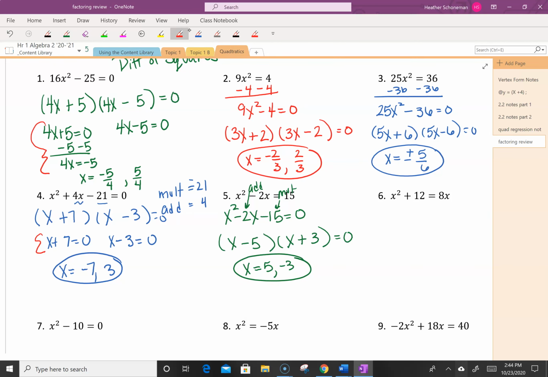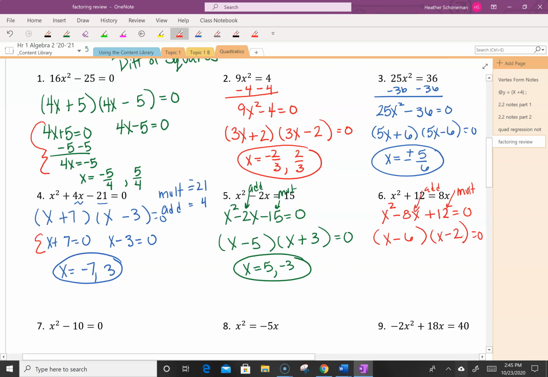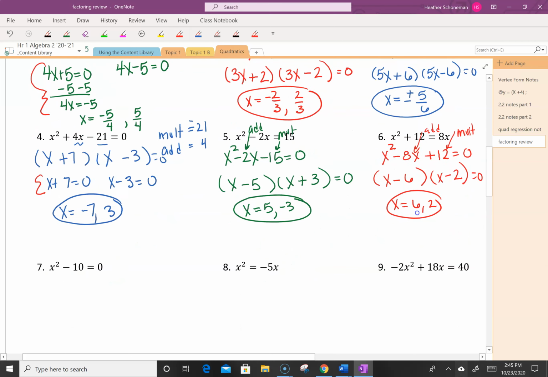On the next one, set it equal to 0. Now when you set it equal to 0, you need it to be x squared, x, and then a number. So when I do the minus 8x, it has to go here and then the positive 12. If it's not in the right order, it can mess you up. Okay, two numbers that multiply to 12 and add to negative 8 would be, well, if they multiply to a positive, they got to be the same sign. So I'm going to have a negative 6 and negative 2. So when I solve, x equals 6 and 2.